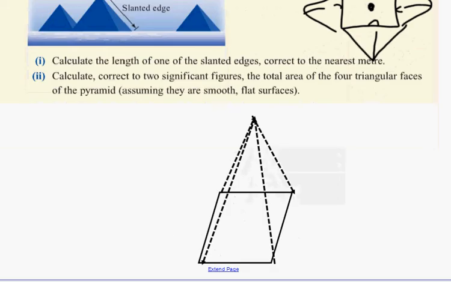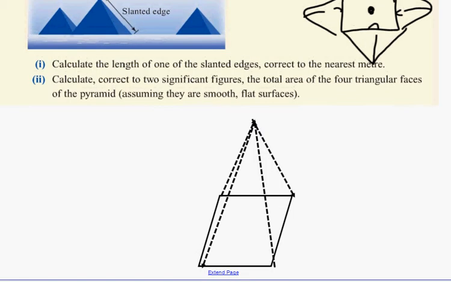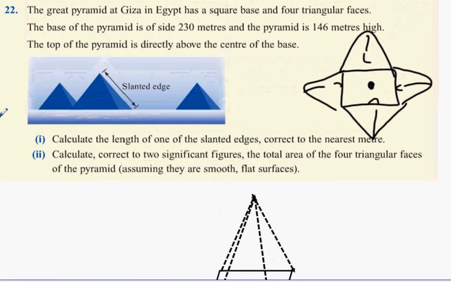Now, what we're doing next is calculate the length of one of the slanted edges correct to the nearest metre. So, what does it mean by a slanted edge? The pyramid has a square base and 4 triangular faces. The base of the pyramid is 230 each way. So that's a 230, that's a 230, and that's a 230. Everybody alright with that? The pyramid is 146 metres high.